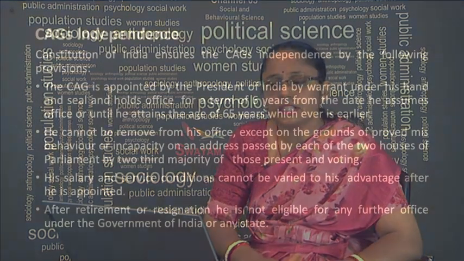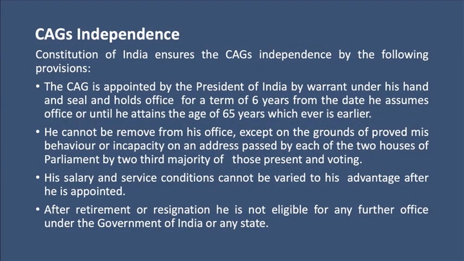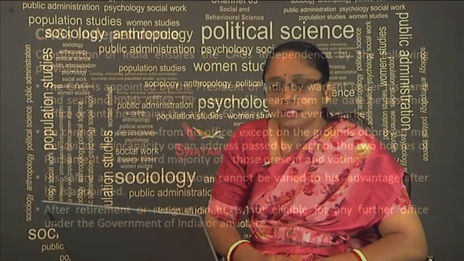First of all, we see that CAG is appointed by the President of India. Then, to ensure his independence from the executive government of the day, it has been provided that CAG cannot be removed from his office except on the grounds of proved misbehavior or incapacity by the President after an address by each house of the Parliament supported by a majority of 2/3 members present and voting is issued.